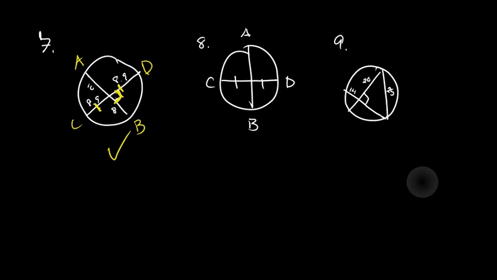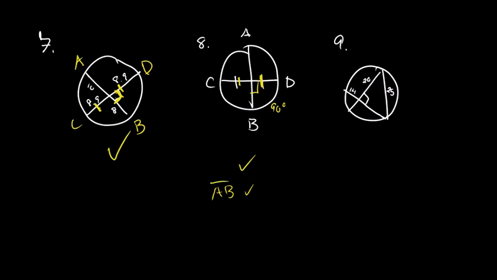Number 8 is a bisector, and it does give me, in addition, that this is 90 degrees. That means this angle would be 90 as well. So I have a perpendicular bisector. That means that AB, again, is our diameter.